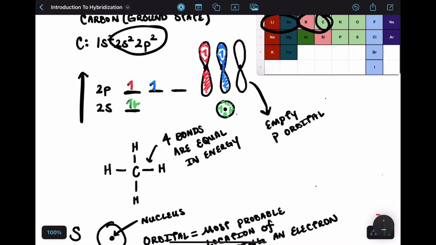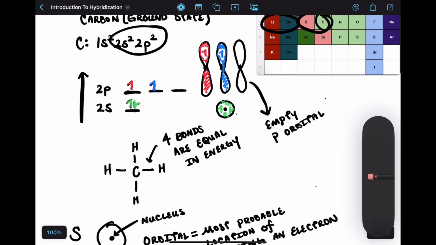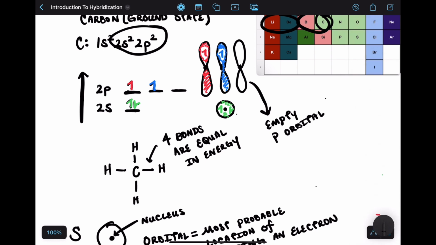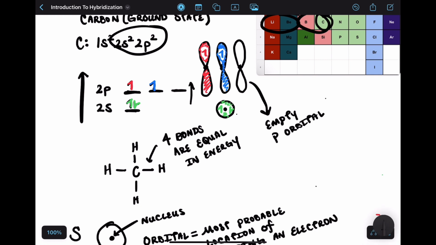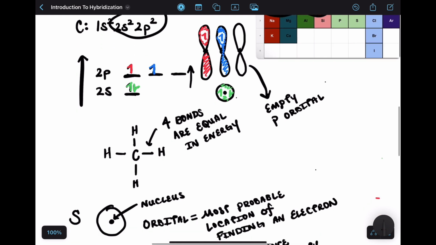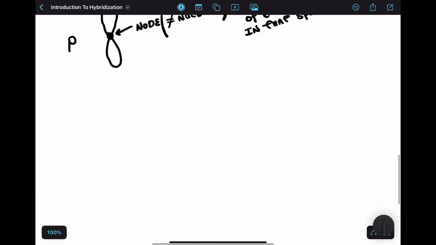And so, like I said earlier, there's a problem with this model. It shows that there are some bonds that form that are going to have higher energy than others, when we know that carbon has four bonds that are all equal in energy in CH4. And so we need a new model to account for this discrepancy.